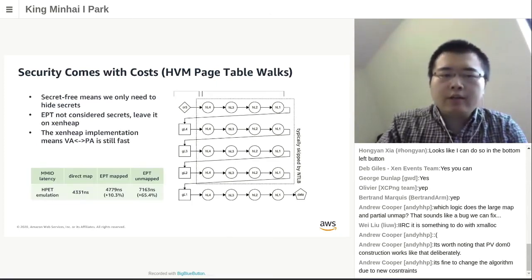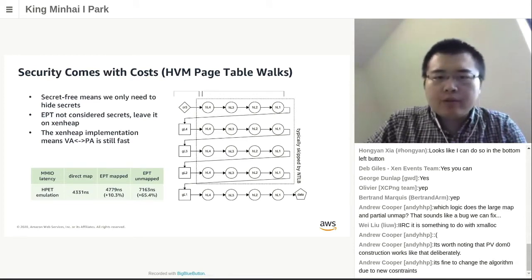Like any responsible engineer, the solution to this problem is to deny the problem exists in the first place. This project is called secret-free hypervisor, so we only need to hide secrets. What about EPT? Do they contain secrets? My conclusion is they simply don't, because the guests don't even have precise control of EPT, and the guests cannot store secrets in EPT. So do we really need to hide EPT entries? We probably don't need to, so just leave it on the Xen heap.